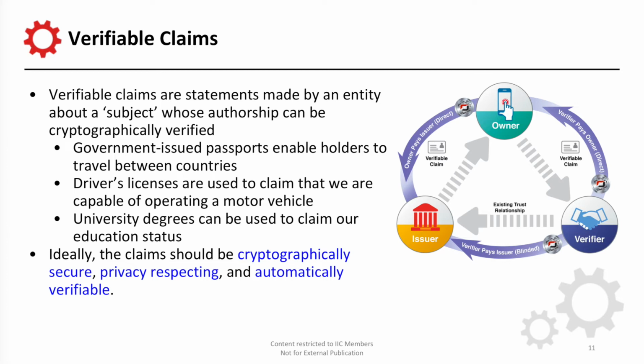Okay. So ideally, all those claims should have these properties. They should be cryptographically secure and respect privacy. Also, they should be automatically verifiable. You can claim anything and find people to endorse you. However, that needs to be verifiable.